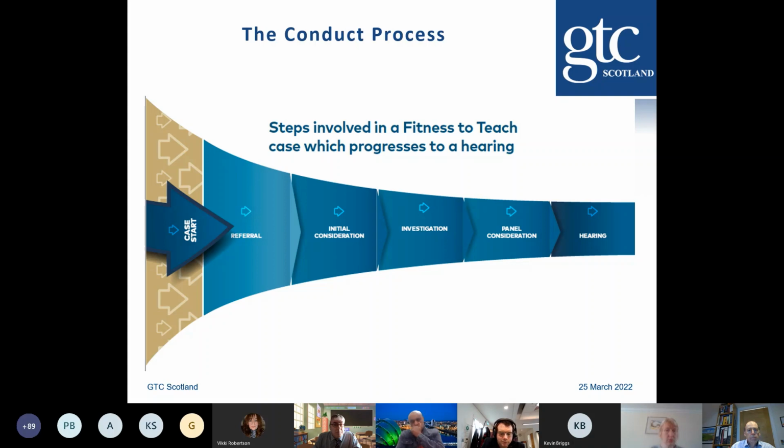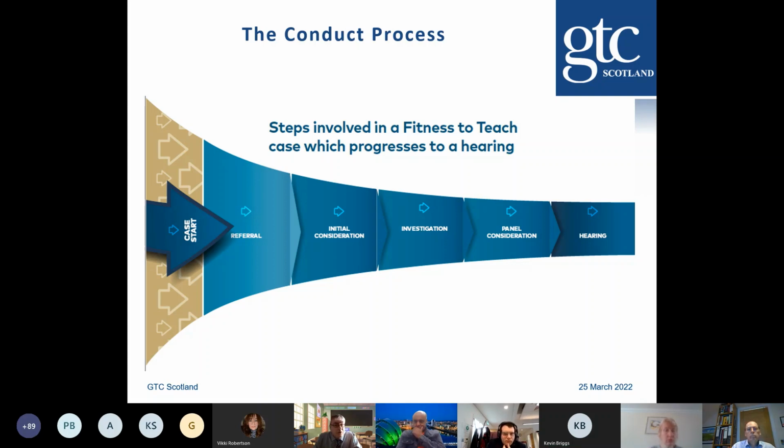Different options are open to a panel at panel consideration. They could find no impairment and therefore no further action is taken, or a consent order is issued with one of the following disposals. And disposal is simply the legal word for a decision. The disposals could be that a reprimand is placed against the teacher's name on the register for a period of time, or it could be a conditional registration order, which means that the teacher or lecturer is allowed to keep the registration, but certain conditions are placed on it to ensure that they remain fit to teach. It could be a combination of a reprimand and a conditional registration order, or it could be removal from the register.